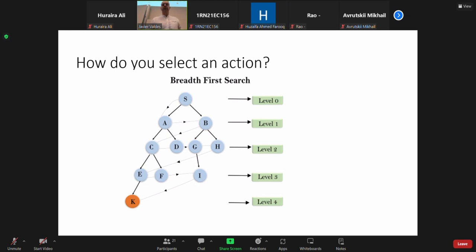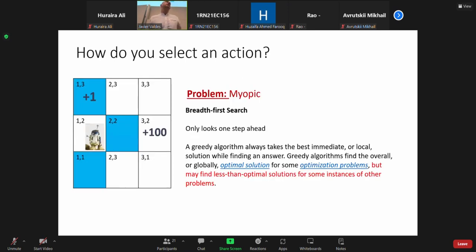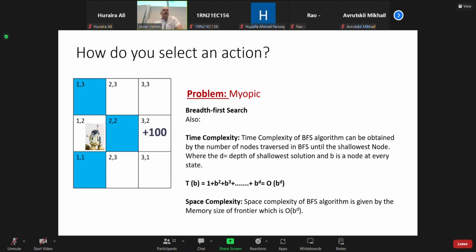So in each step, I'm going to look into something else. If I reach a utility that is higher than 0 and it is already good enough, like for example here, I'm going to stop because I already got something and that's going to be enough. It's 0, so 1 is better than 0. Therefore, it might find less optimal solutions for some instances of other problems.